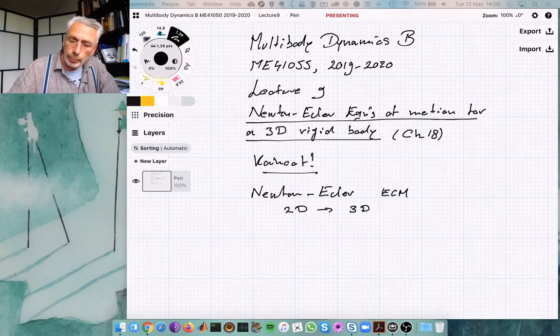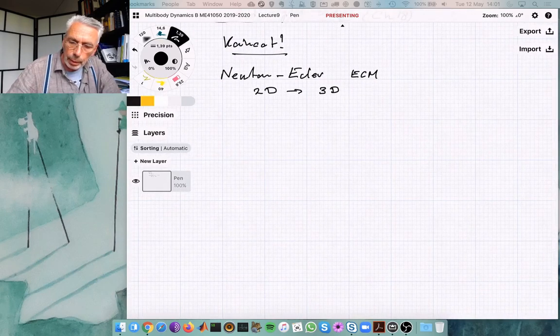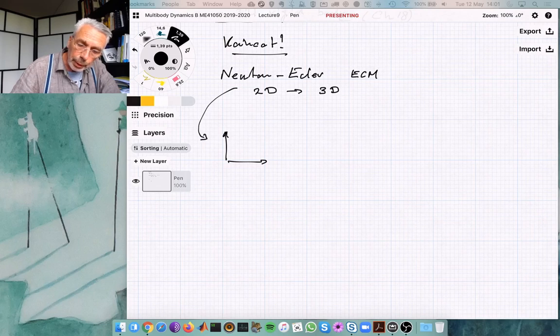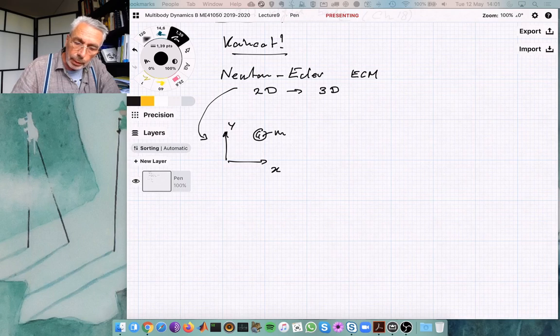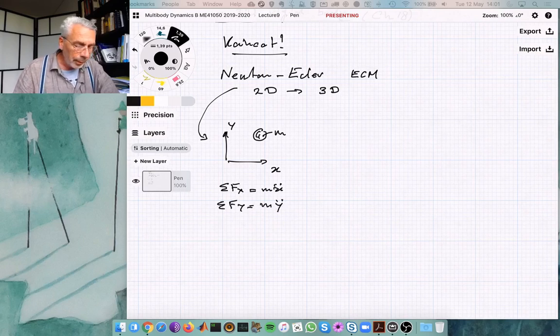To do that, let's see what the case was in the 2-dimensional case. There we had 2 axes, right? And the first part, the Newton part, is actually super simple, because we had a blob here, a mass, and 2 directions, x and y. The Newton equations are: the sum of the forces in the x direction is mass times x double dot, and the sum of the forces in the y direction is m times y double dot. So that is the Newton part in 2D.